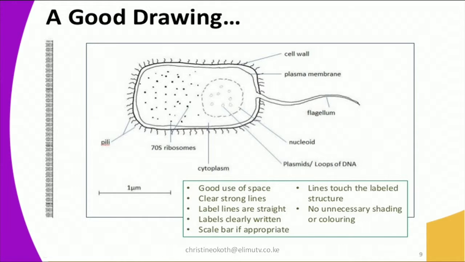For example, you are showing the flagellum. From the flagellum to where the name flagellum has been written, the line is touching the labeled structure. Then there is no shading, there is no crossing of labeling. So this is an example of a good biological drawing.